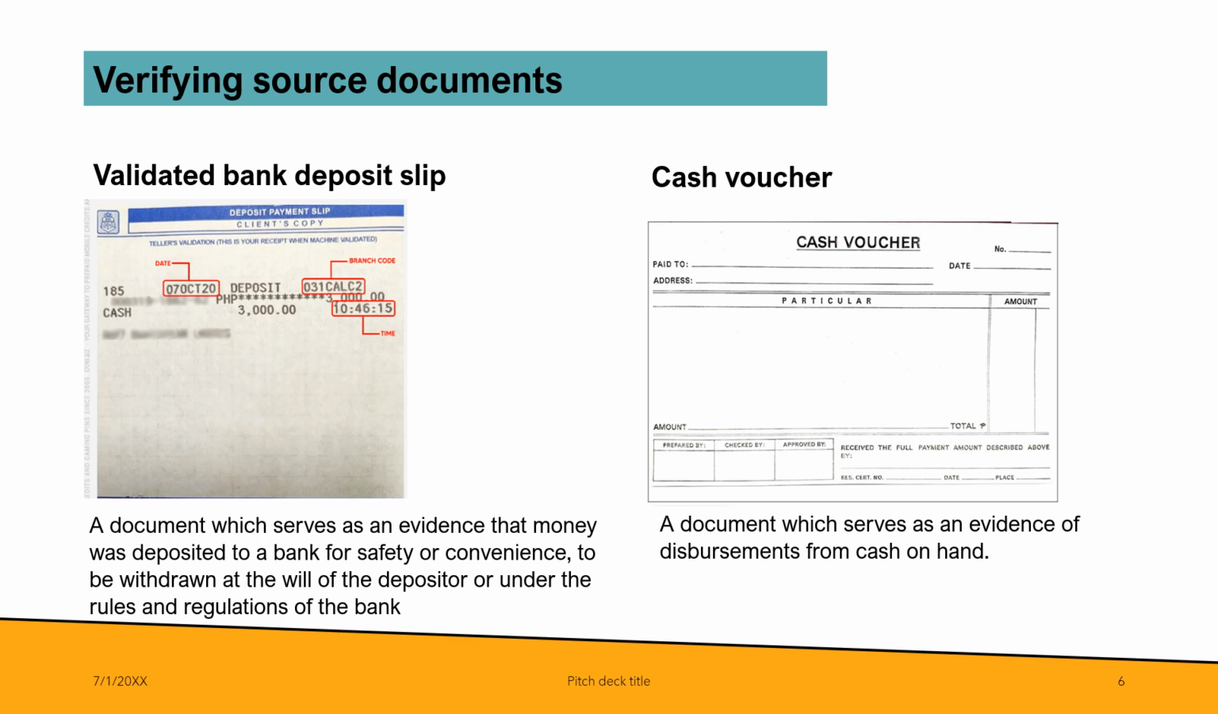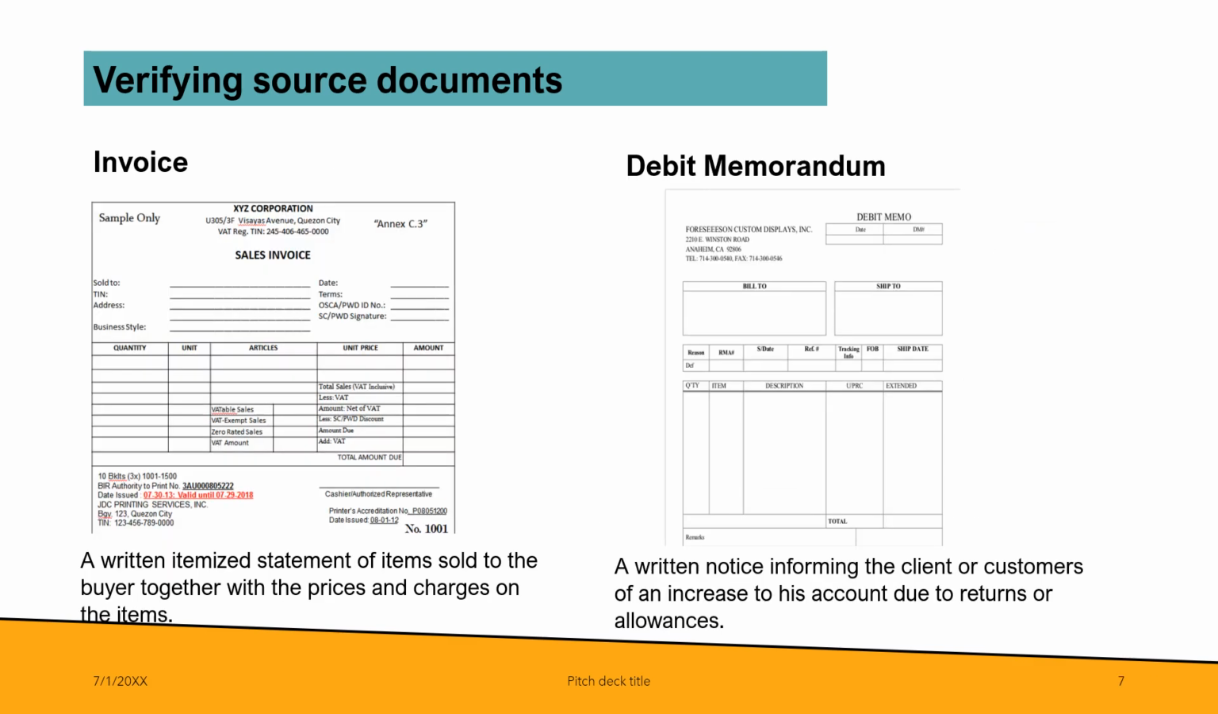What is a cash voucher? This is a document which serves as an evidence of disbursements from cash on hand. Okay, so if we have the check voucher earlier, we have a cash voucher for disbursements through cash on hand. Okay, cash on hand could be composed of your bills and coins. Okay. Next, we have invoice or sales invoice.